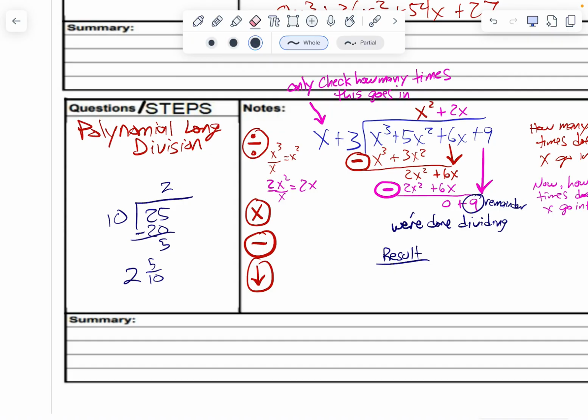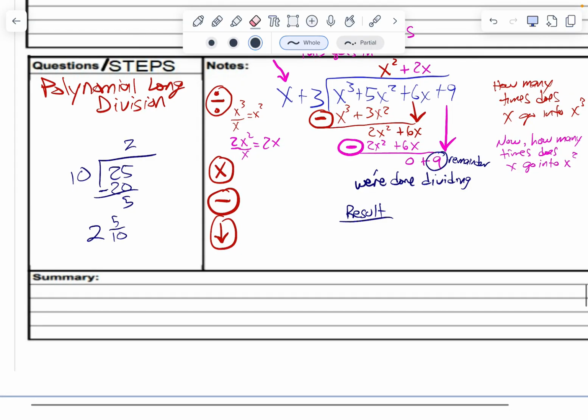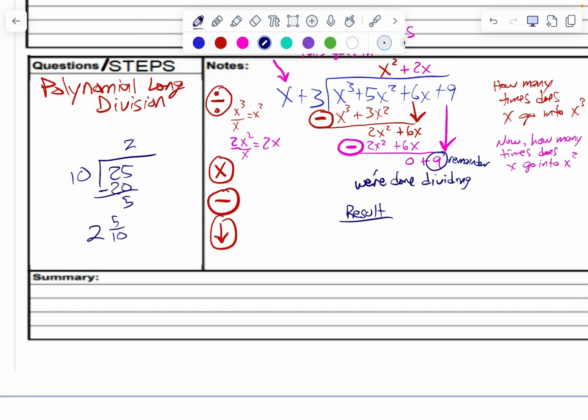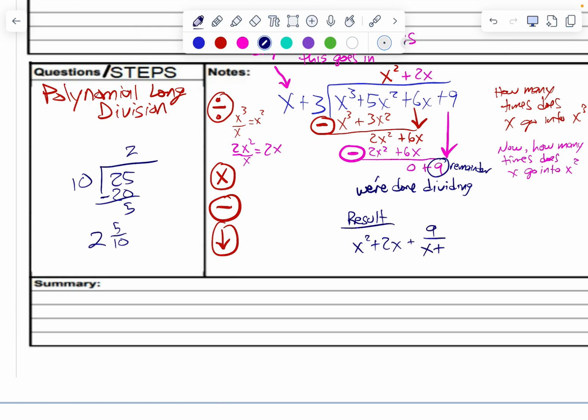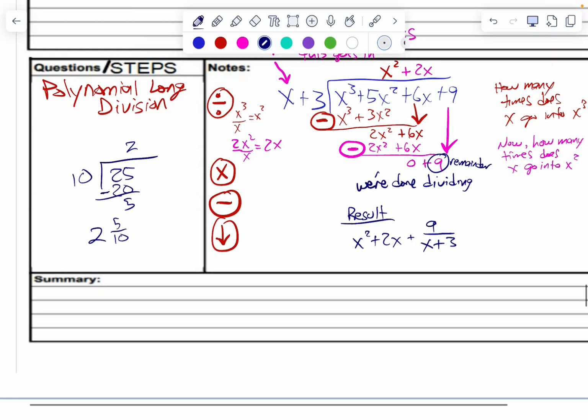If not, that's okay. So we're going to do a similar thing with this, only it's just busier because of our polynomials. So our answer is x squared plus 2x. That's the quotient. And then we have 9 over x plus 3. And that's our remainder.